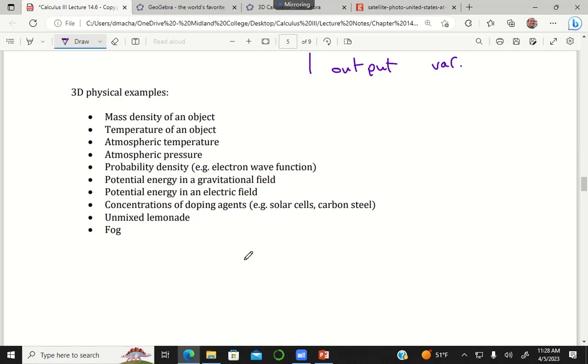Likewise, if you have a big solid, it might not have uniform temperature throughout, right? Maybe you're heating part of your giant block of metal, and so it's going to be warmer on that side and cooler in other parts of the solid. So even with the same solid, if you choose different x, y, z coordinates to describe your location inside the solid, you can have a different temperature. So that's an example of an output variable.